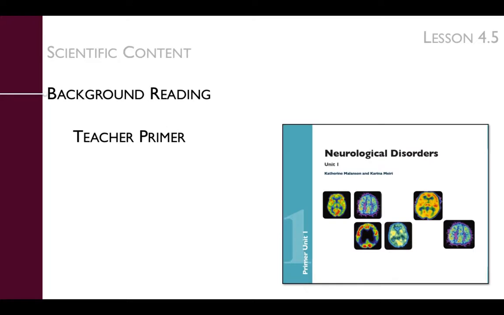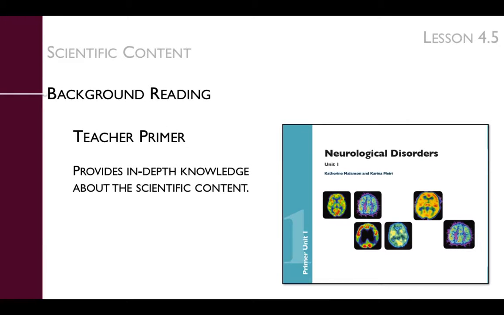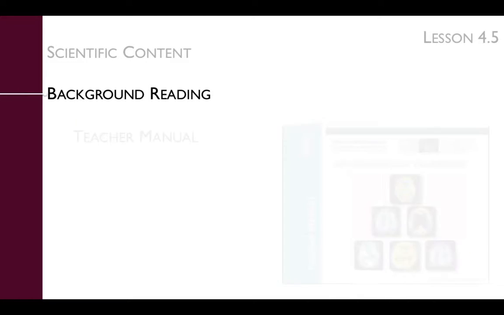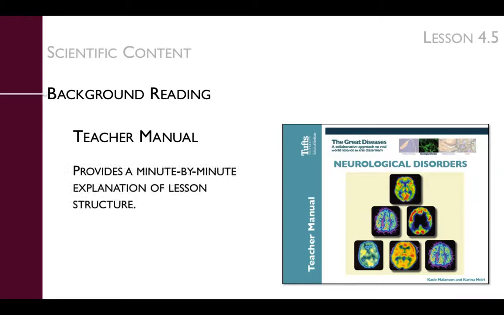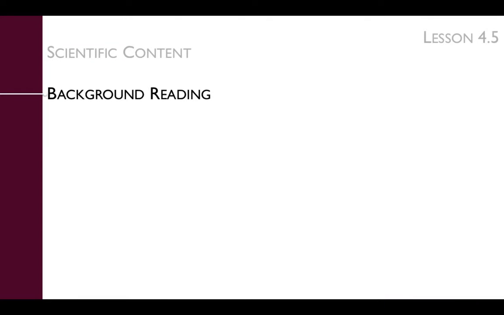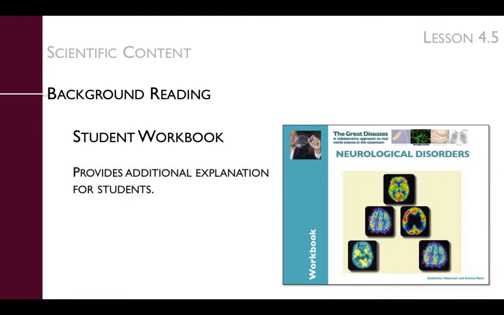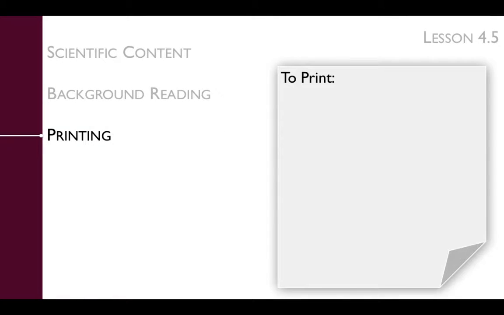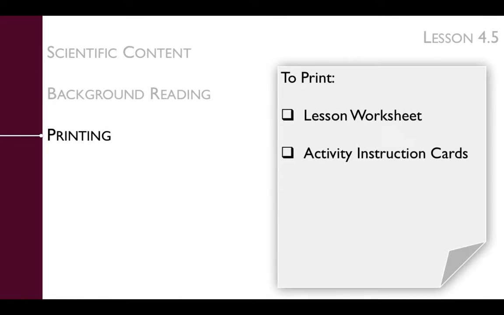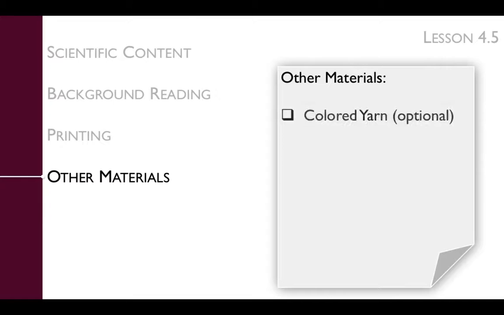The teacher primer provides in-depth knowledge about the scientific content presented in the lesson. The teacher manual or lesson plan provides a minute-by-minute explanation of lesson structure, including instructions on how to manage the discussion and activity. And the student workbook provides additional explanation for your students. You'll need to be sure to print the lesson worksheet, activity instruction cards, and activity signaling cards for your students. You may also opt to use colored yarn or string for the student model.